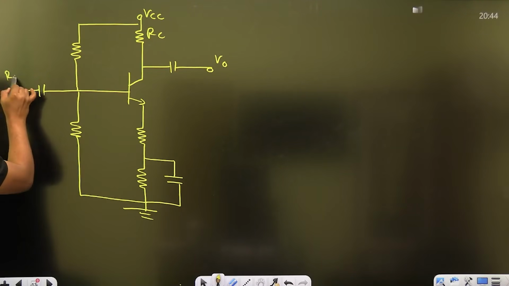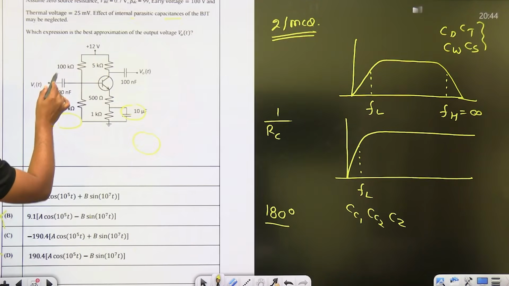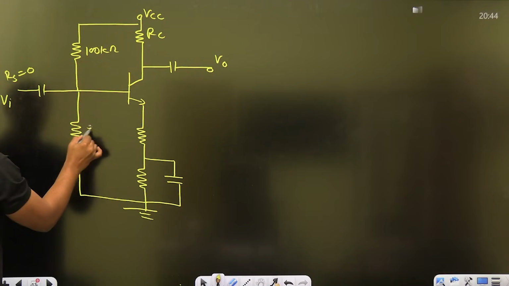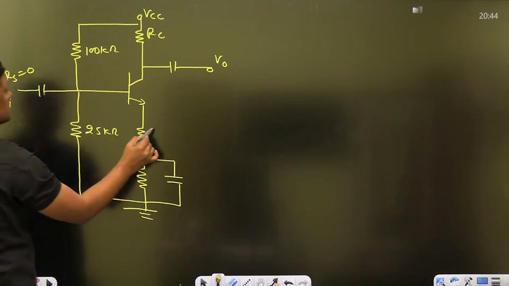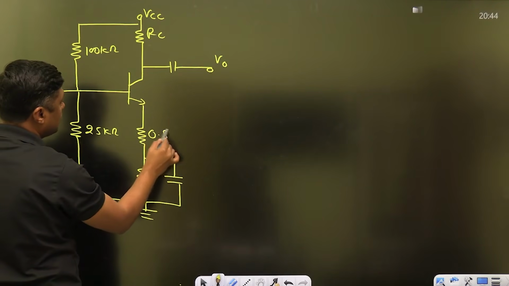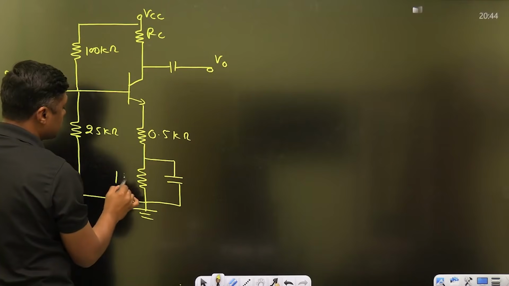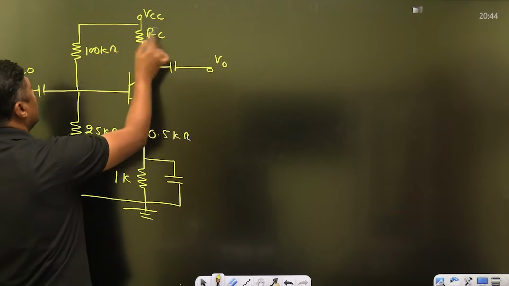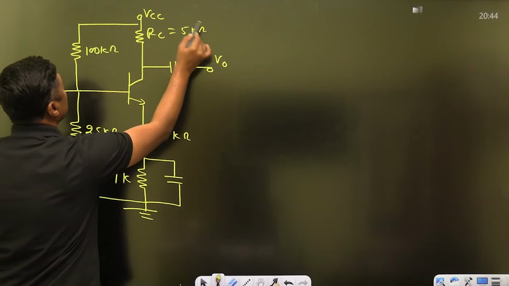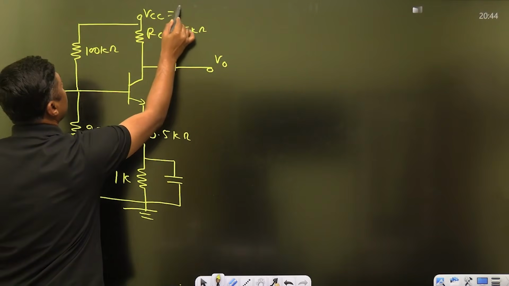What about the RS of the VI? It is 0. This is called R1 and R2, 100 kilo ohm, 25 kilo ohm. This is given as 500 ohm, and that's why it is 0.5 kilo ohm. Convert it into kilo ohm. This is given as 1 kilo ohm. Okay, RC is given as 5 kilo ohm. VCC is given as 12 volt.